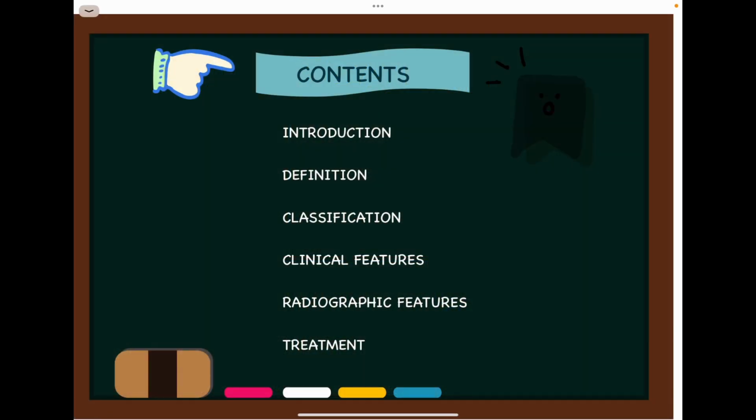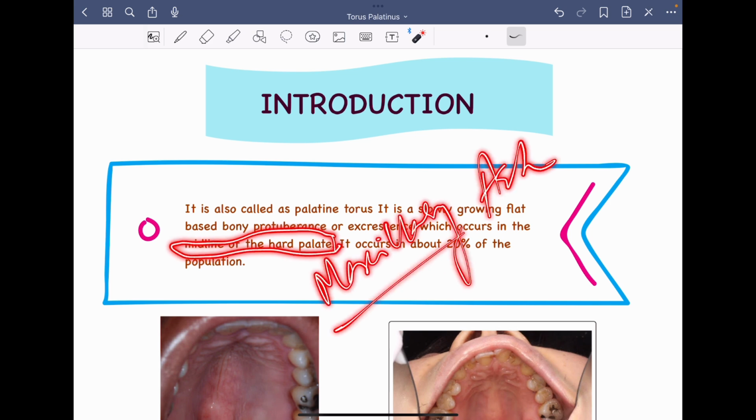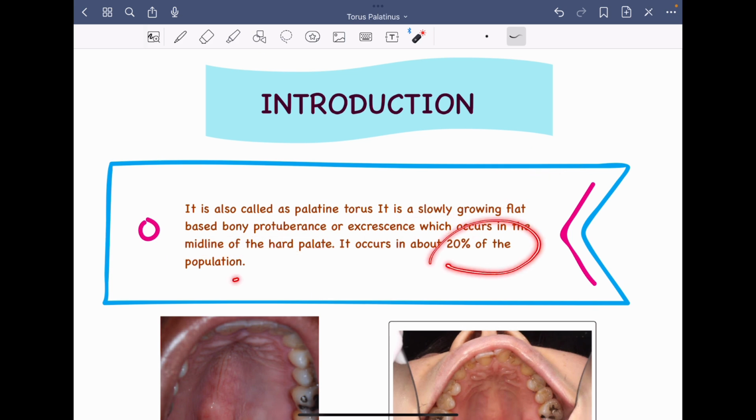So today we will be studying Torus Palatinus under the following headings: Introduction, Definition, Classification, Clinical Features, Radiographic Features and Treatment. Moving on towards the introduction, Torus Palatinus is also known as Palatine Torus. It is so because it is located in the palatine bone itself. It is a slowly growing flat based bony protuberance or an excrescence type of growth which occurs in the midline of the hard palate, in the maxillary arch. It occurs in about 20% of the population.